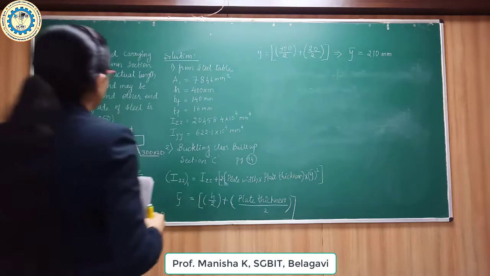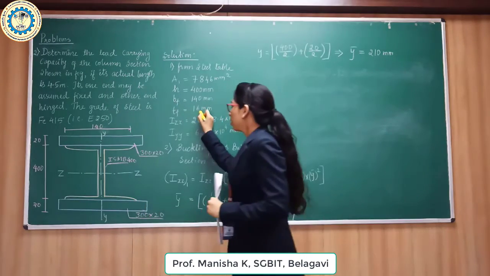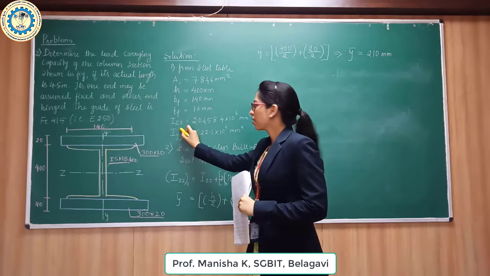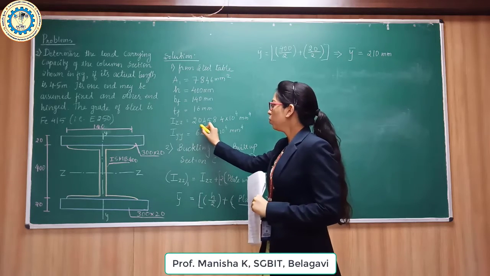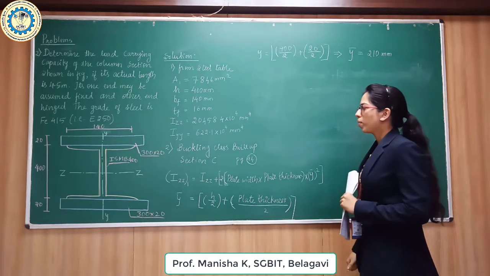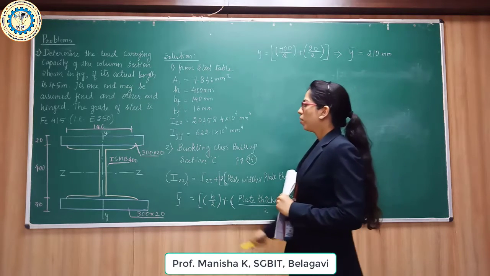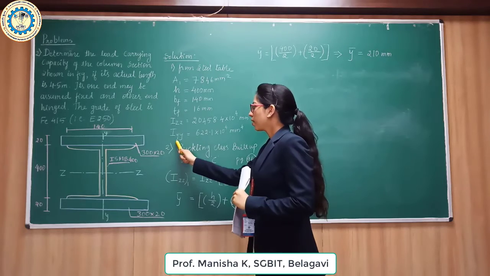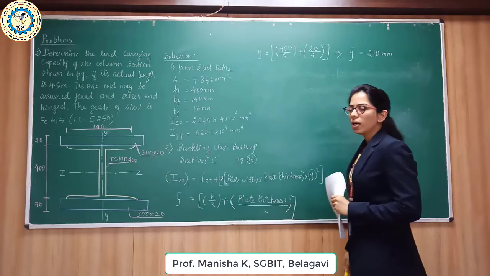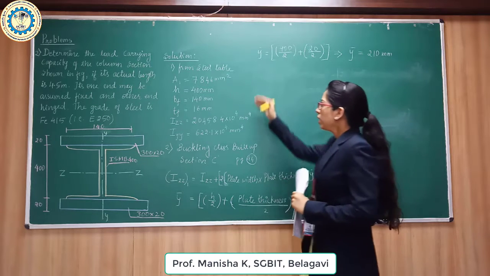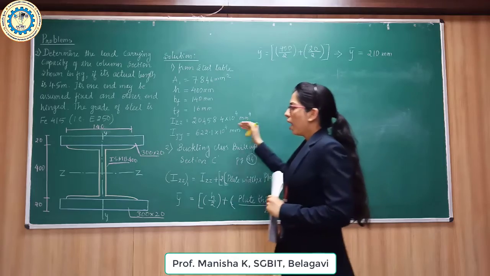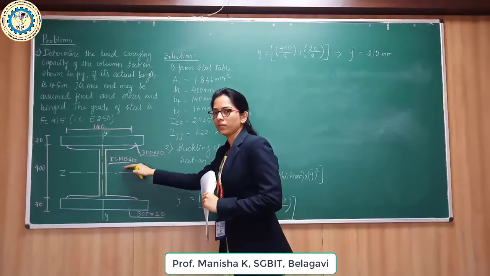Similarly, the thickness of the flange is equal to 16 mm and moment of inertia about ZZ axis is equal to 20458.4 into 10 raised to 4 mm raised to 4, and moment of inertia about YY axis is 622.1 into 10 raised to 4 mm raised to 4. So these properties are from your steel table for ISMB 400.